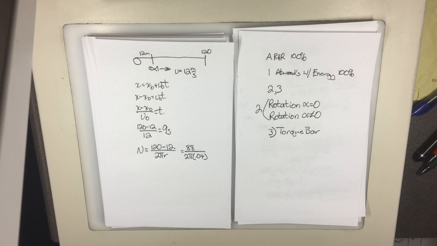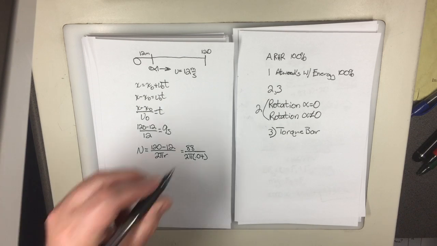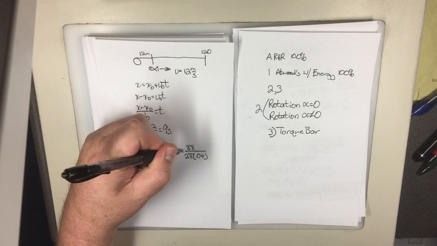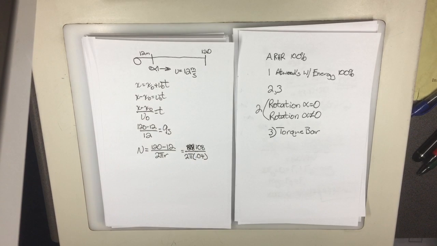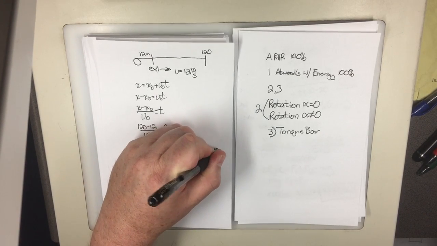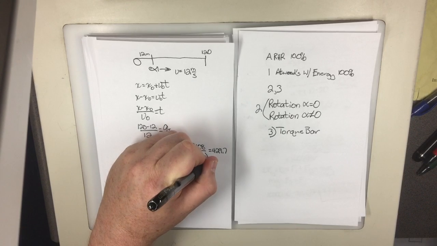And that gives you 88 divided by 2 times pi times 0.04. What? When did it go 88? I don't know, because I lost my dang mind. 108. Never trust an old man. It would help if I inputted the right numbers. 108 divided by 2 pi, that gives me 429.7 rotations.